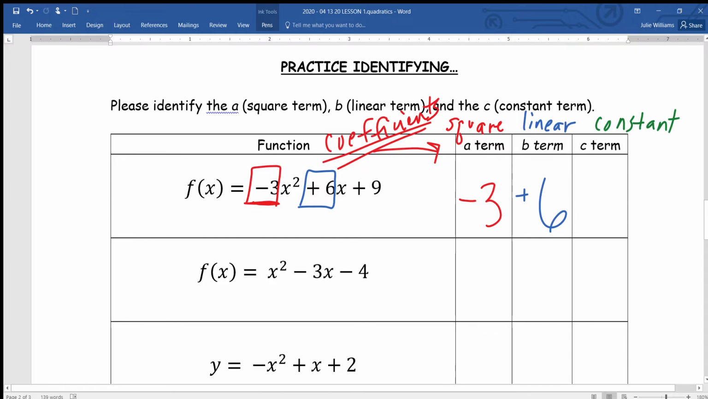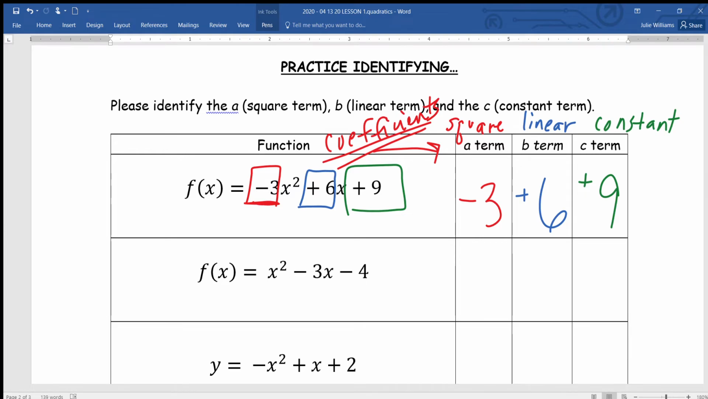And then the constant, always include the symbol, so it's a +9. I'll just put +9. Okay, very easy just to identify those. So let's look at the next one. I'll give you a moment to write down what you believe are the a, the b, the c. So go ahead and do that for me.